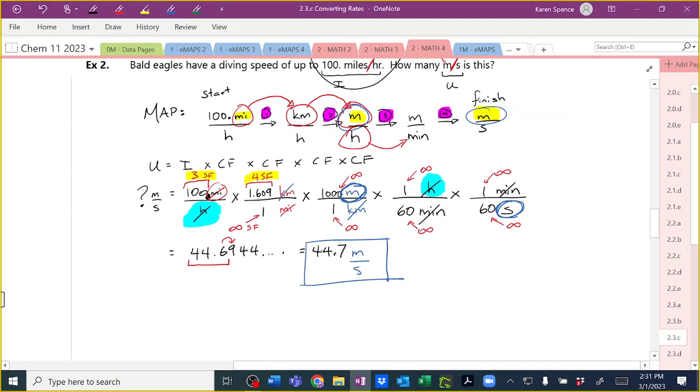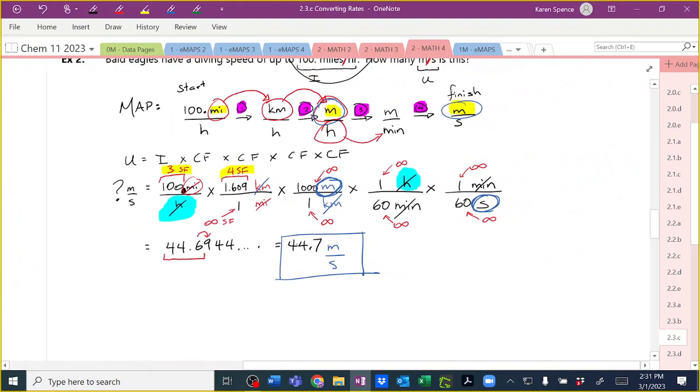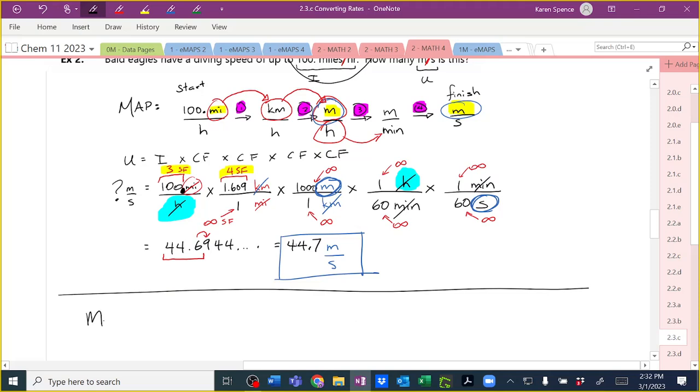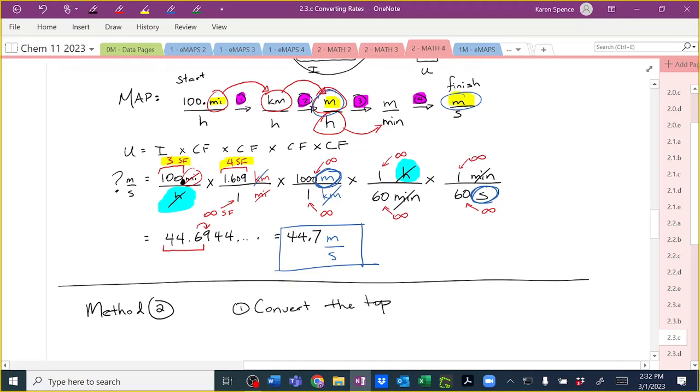I'm going to give you some time to practice this. Oh, there's another way to do this. Do you want to see the other way to do it? You might find it easier. If you don't want to see the other way to do it, you can just start practicing on these ones. I will show you the other method, because sometimes people find it easier. Method 2. What we do is we convert the top. We convert the bottom.